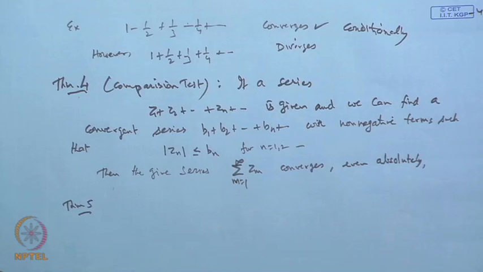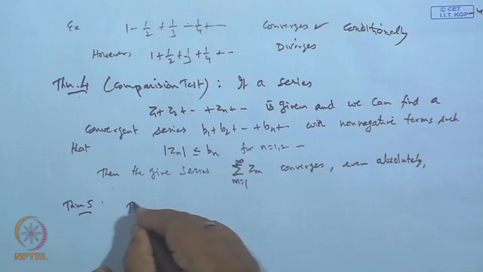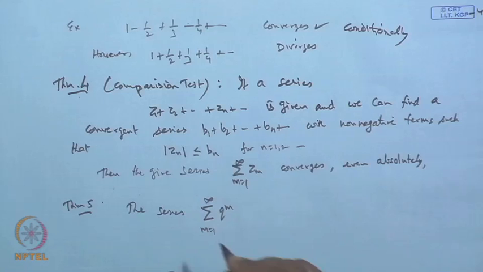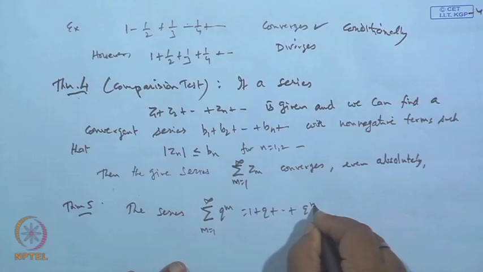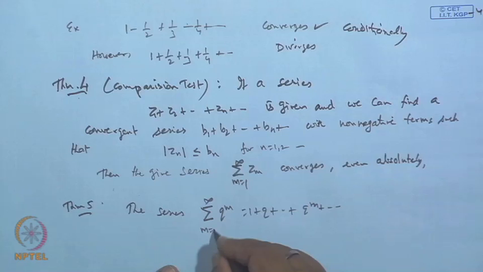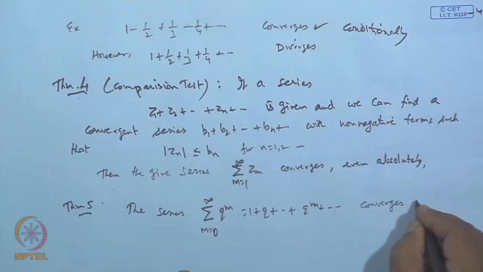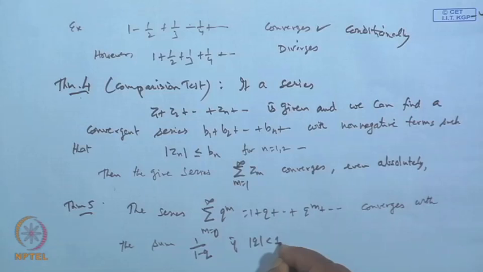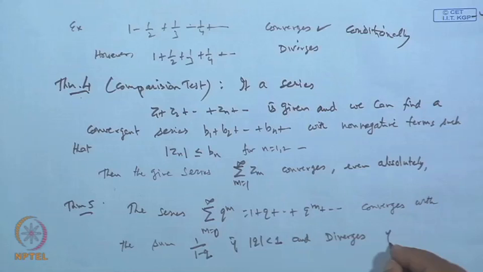Then the geometric series, of course, is a very standard one. The geometric series, sigma q to the power m, is 1 plus q plus q squared plus so on up to q to the power m; these are the terms of it. So m is 0 to infinity, and it converges with the sum 1 over 1 minus q if mod q is less than 1, and diverges if mod q is greater than or equal to 1.